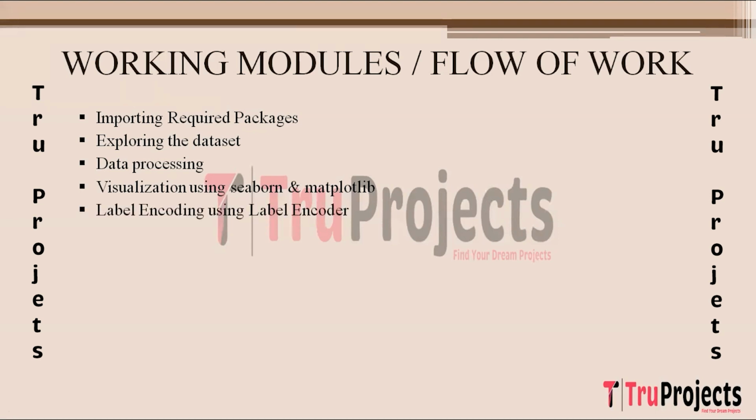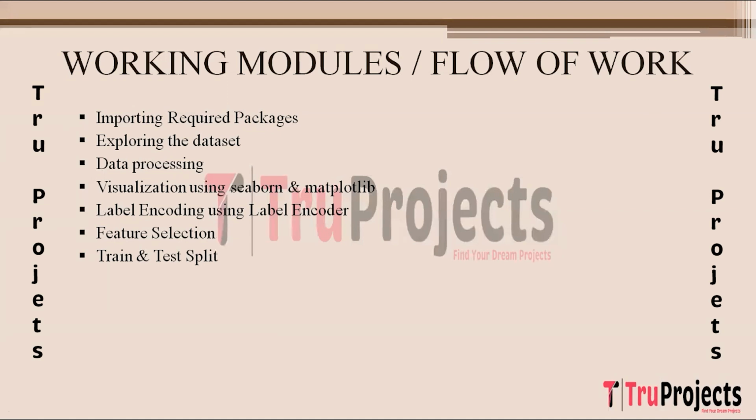The next step is label encoding using label encoder. So here we apply label encoding to convert categorical data into a format suitable for machine learning models. This step ensures compatibility with algorithms that require numerical inputs. The next step is feature selection. So in this step, we employ select percentile with mutual information to perform feature selection, identifying the most informative features for model training. This optimization enhances model efficiency by focusing on relevant attributes.